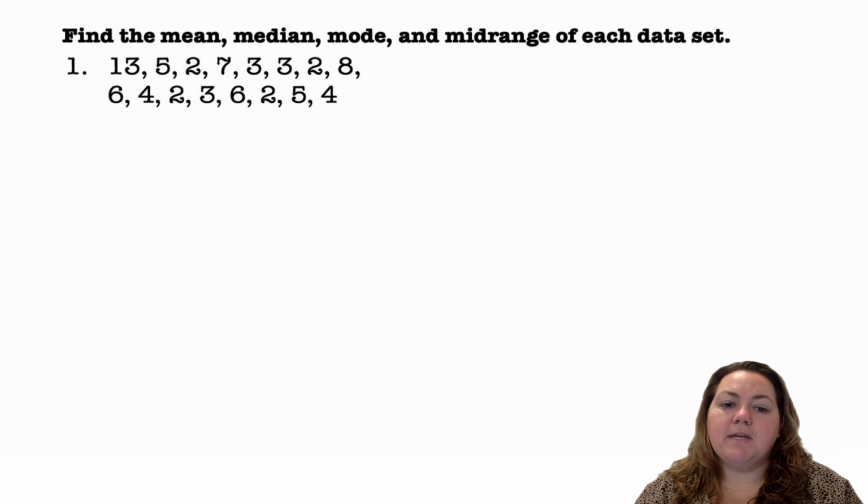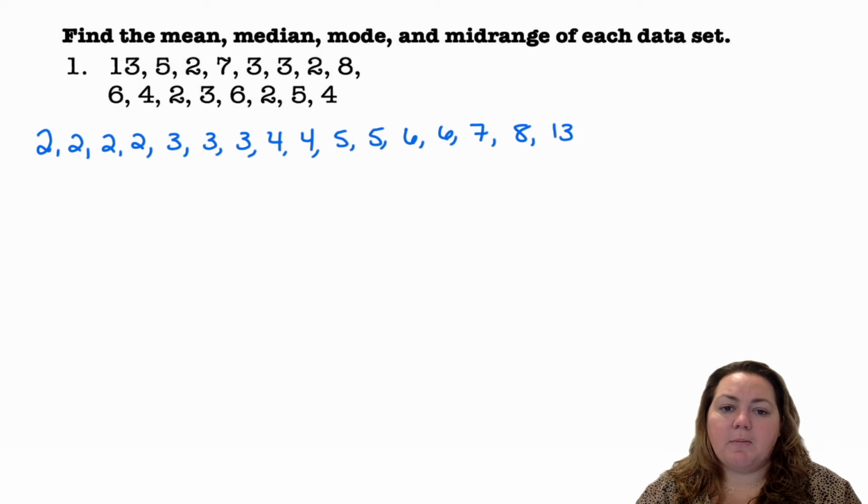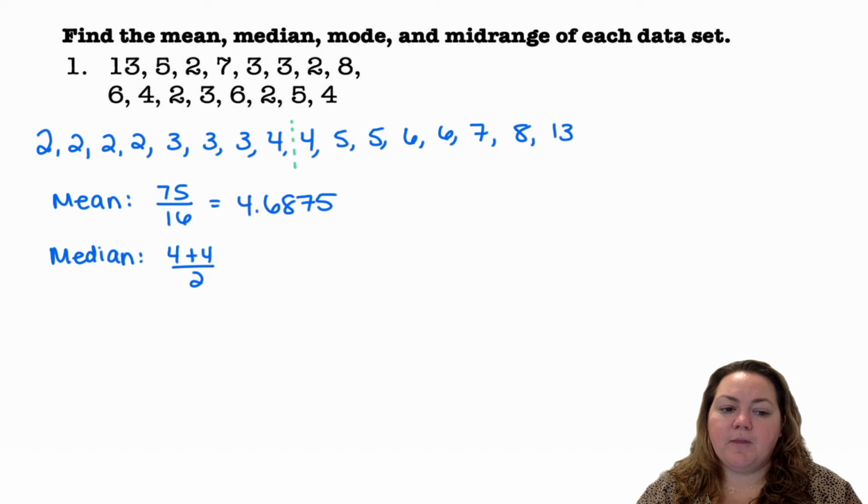All right, find the mean, median, mode, and mid-range for each data set. All right, so the first thing I'm going to do is take my numbers and put them in order from least to greatest. I'm going to cut them in half so that I can find the median. In order to find the mean, I'm going to add them all up and divide by how many numbers I have. So when I add them up, I get 75. There's 16 numbers, so that gives me 4.6875.